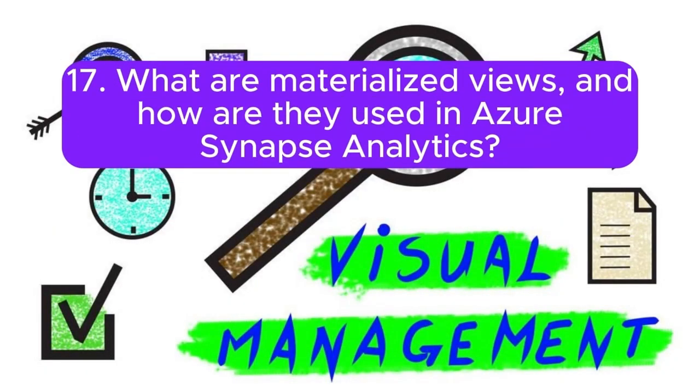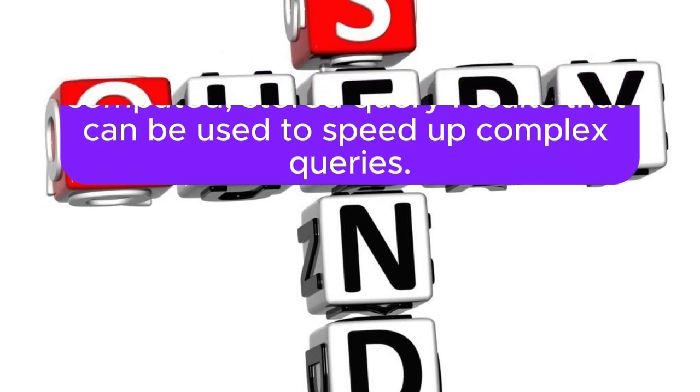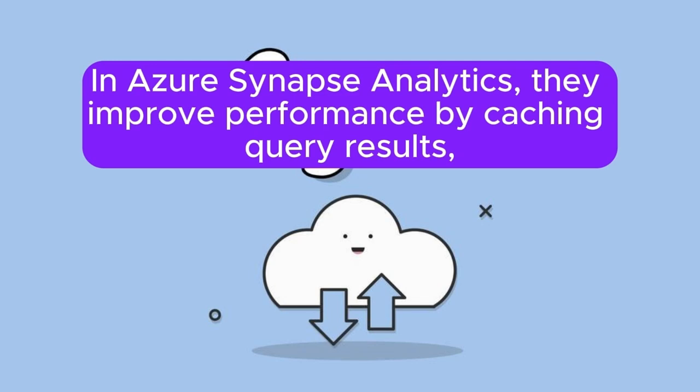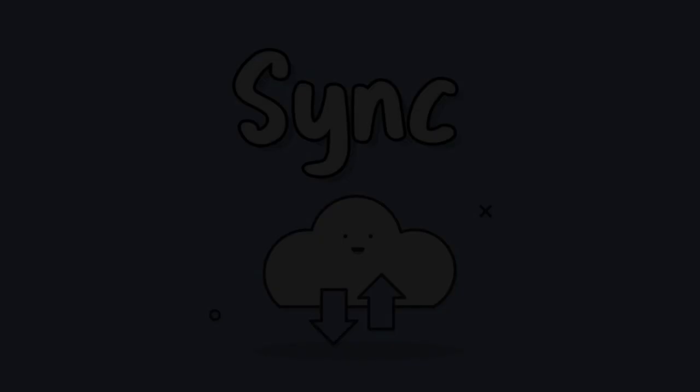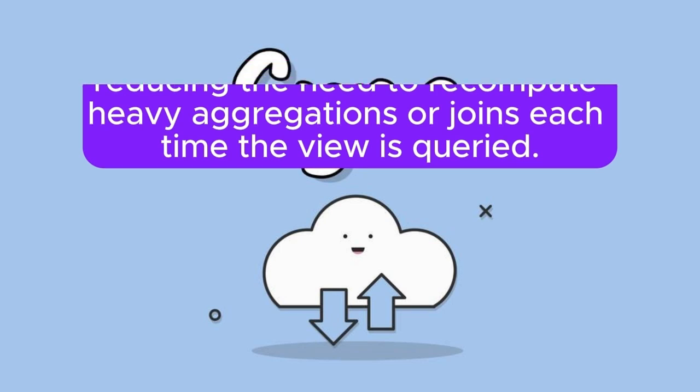17. What are materialized views, and how are they used in Azure Synapse Analytics? Answer: Materialized views are pre-computed, stored query results that can be used to speed up complex queries. In Azure Synapse Analytics, they improve performance by caching query results, reducing the need to recompute heavy aggregations or joins each time the view is queried.